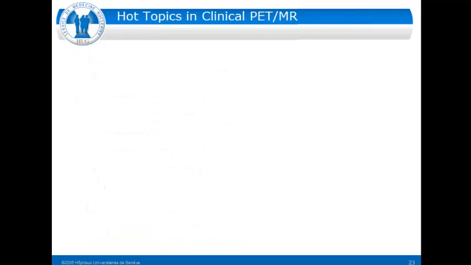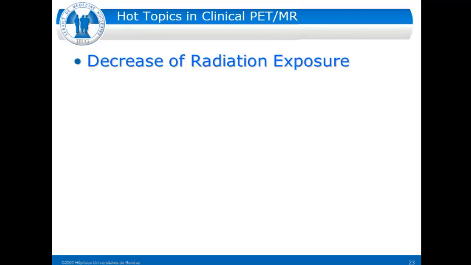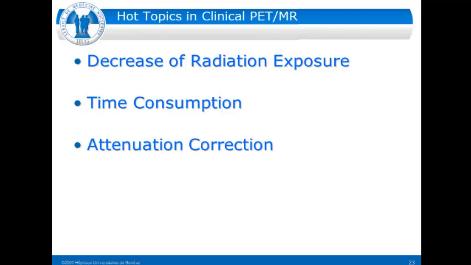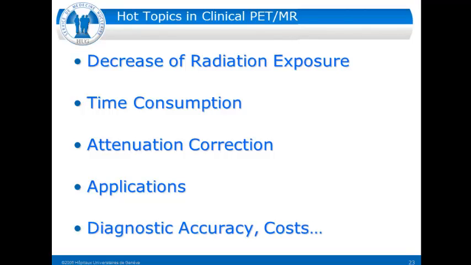So this was the technical part, and now let me talk about some hot topics in clinical PET-MR. One thing, and it was one of the major reasons why we went to PET-MR, is decrease of radiation exposure, and there will also be some talks on that tomorrow. Time consumption is a very important issue in terms of patient throughput. Attenuation correction, there is still much work to be done. And finally, what are the killer applications, the clinical applications for this machine? Now we have some experience with that. We have some ideas where we could go in this direction, and the next months and years will show if we are right with our predictions. And finally, what is the diagnostic accuracy compared to the standard methods, and certainly also costs.